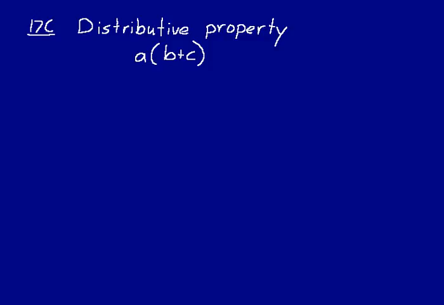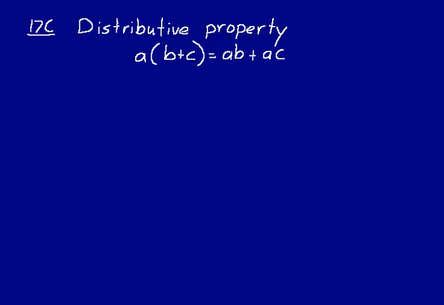There's another way to do this problem. We can distribute that A over B and C, and we do that by multiplying. We can say A times B plus A times C. So we've distributed the A over B plus C.